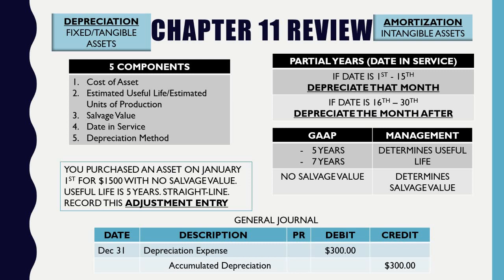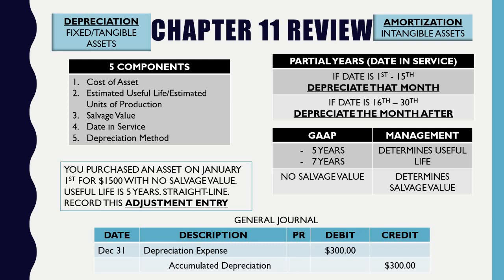Okay. So once again, we took a look at the Chapter 11 review. So here again, we looked at 5 components, right? You need the total asset's cost. You need to know its estimated useful life or the number of units it can produce. You need a salvage value. You need to know the date that you place it into service. And you also need to know what depreciation method you are using, okay?